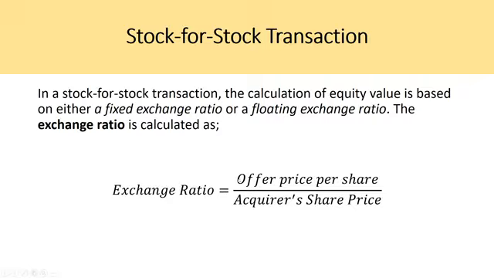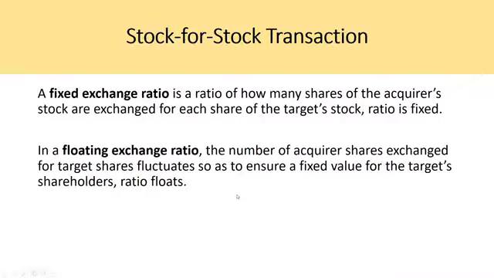Okay, so the exchange ratio is calculated by taking the offer price per share divided by the acquirer's share price. Okay, a fixed exchange ratio. So there are two types of exchange ratios. There's the fixed and floating. Now, the fixed is a ratio of how many shares of the acquirer's stock are exchanged for each share of the target stock. The ratio is fixed, as the name suggests.